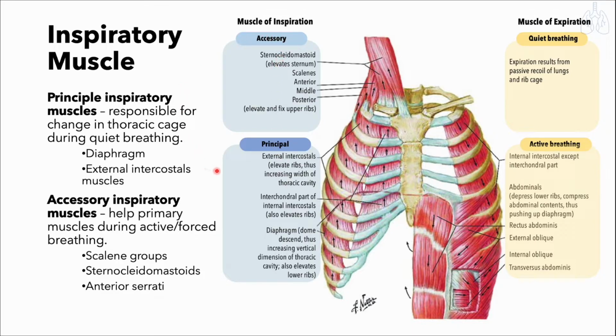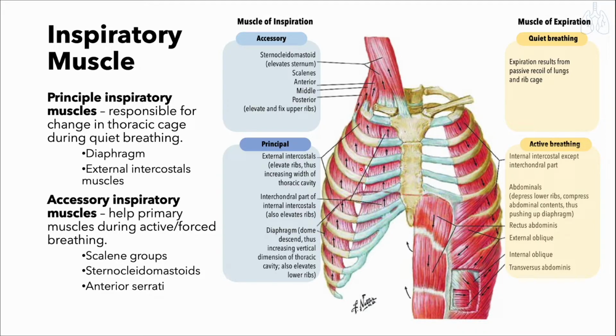So during quiet breathing, basically we only use the principal muscles. So what are they? They are external intercostal muscles. Okay, you have interchondral, part of the internal intercostal muscles, and you have the diaphragm. Tak nampak sangat lah ini. Yang ini adalah diaphragm dia. Nampaklah bukan ni, yang red line ni dia punya diaphragm.